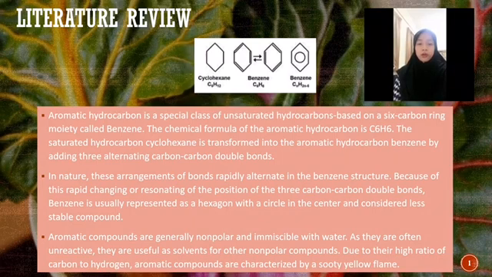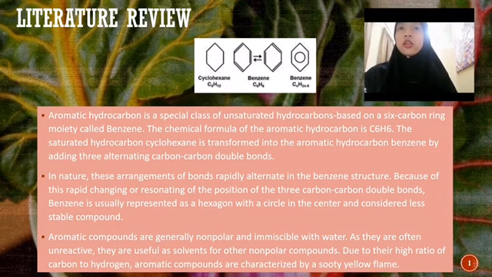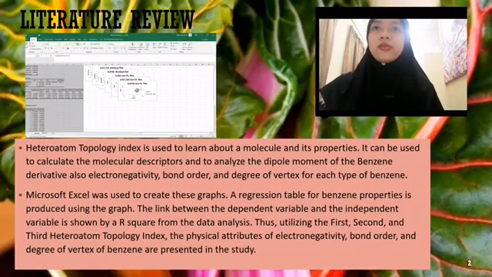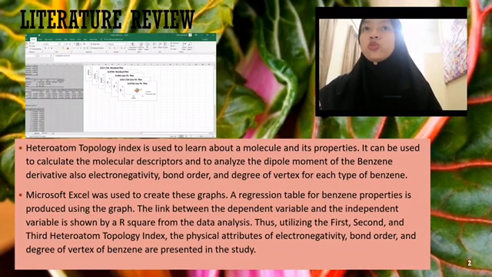Thus, it makes aromatic compounds generally nonpolar and immiscible with water. As they are often unreactive, they are useful as solvent for other nonpolar compounds. Due to the high ratio of carbon to hydrogen, aromatic compounds are characterized by a sooty yellow flame. Furthermore, heteroatom topology index is used to learn about the molecule and its properties. It can be used to calculate the molecular descriptors and to analyze the dipole moment of the benzene derivative, also the electronegativity and bond order and its degree of vertex for each type of benzene.